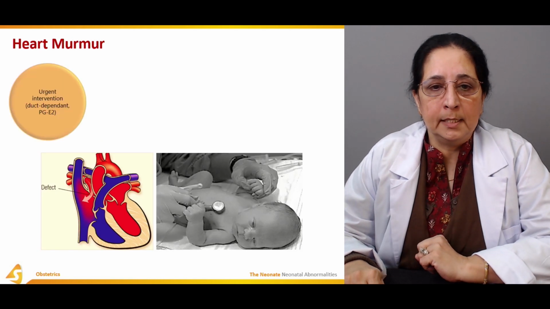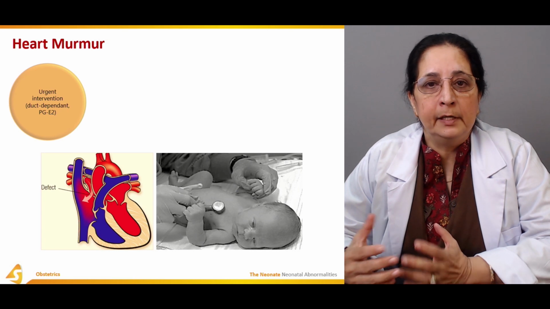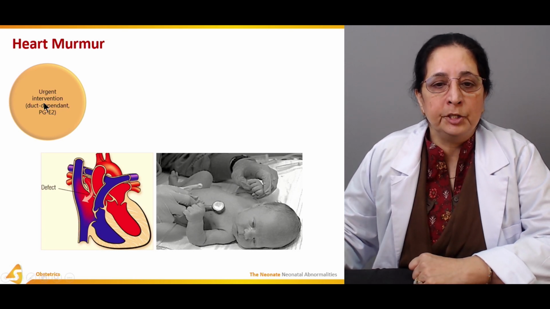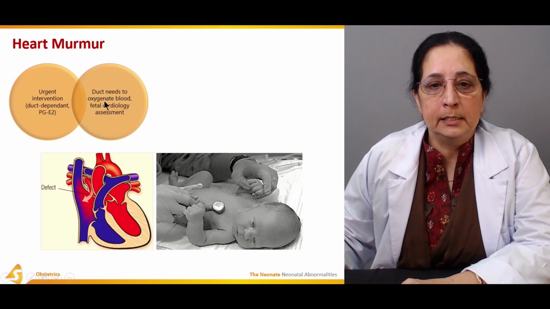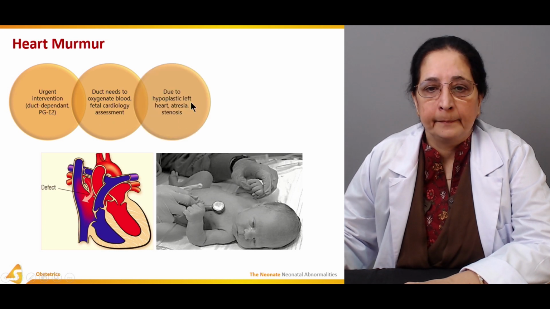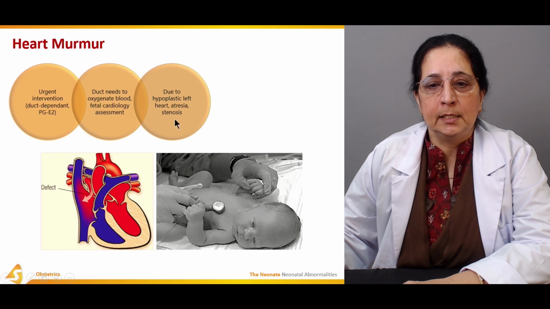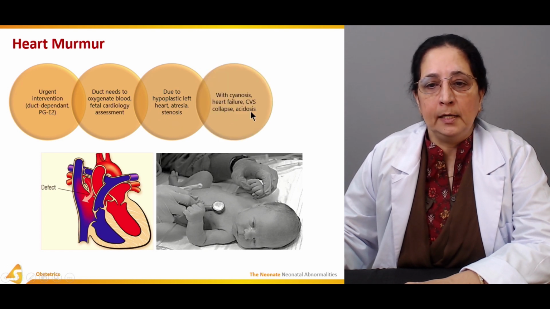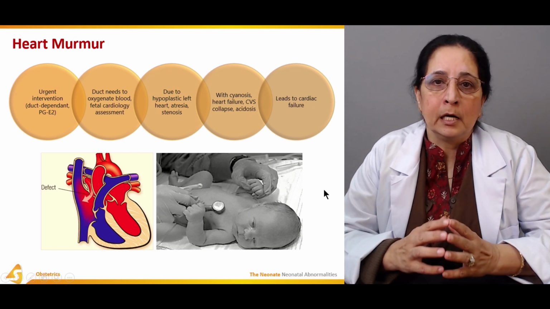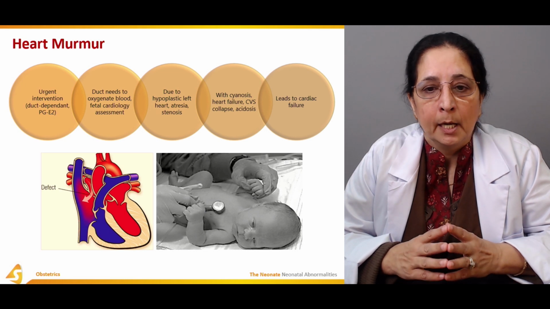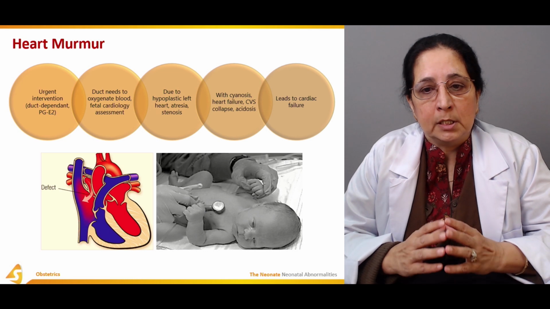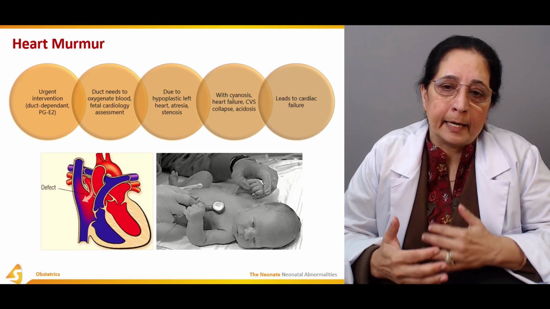Heart murmur: urgent intervention should be done if there is a heart murmur in the baby. Urgent intervention, duct-dependent, prostaglandin E2 is given. The duct is needed to oxygenate blood. A fetal cardiology assessment is recommended due to hypoplastic left heart, atresia, stenosis, with cyanosis, heart failure, cardiovascular system collapse, acidosis, and it leads to cardiac failure. So if a heart murmur is present in the newborn, it's an emergency and should be handled on an emergency basis because it can cause very bad cyanosis and acidosis and can cause cardiac failure.